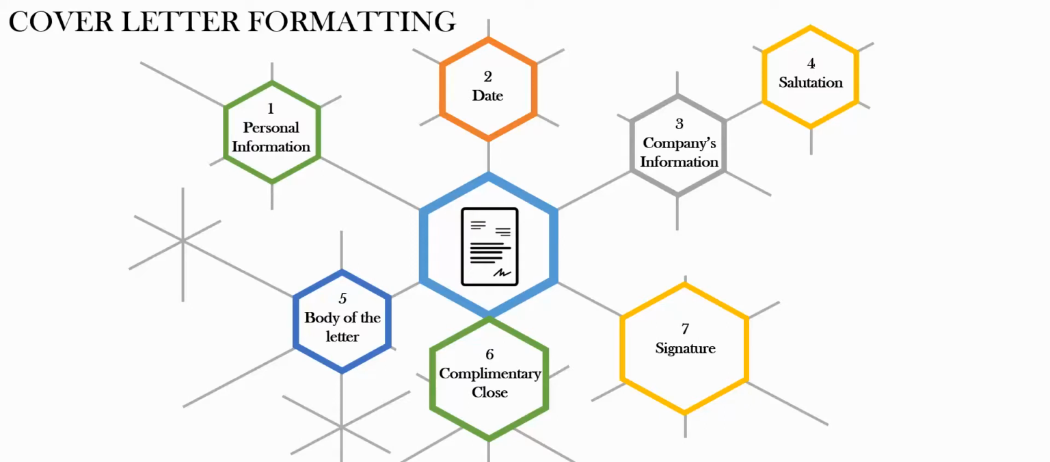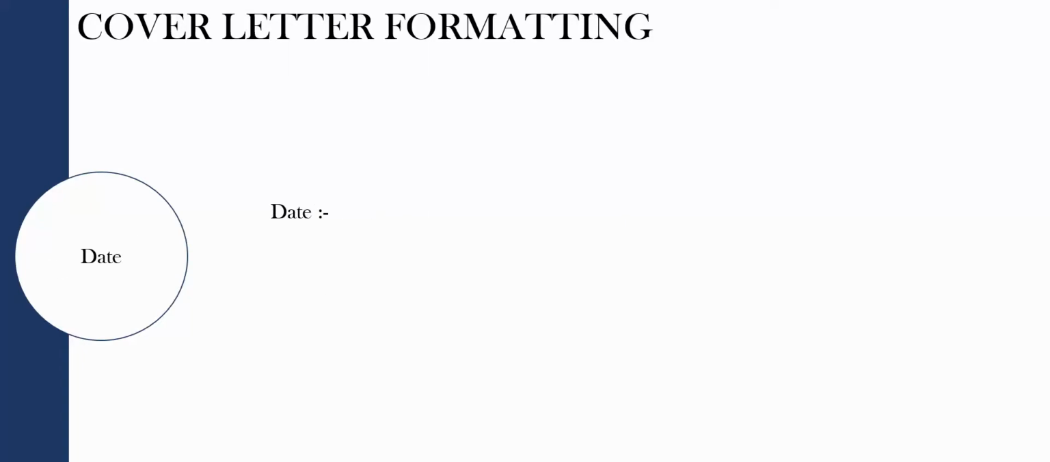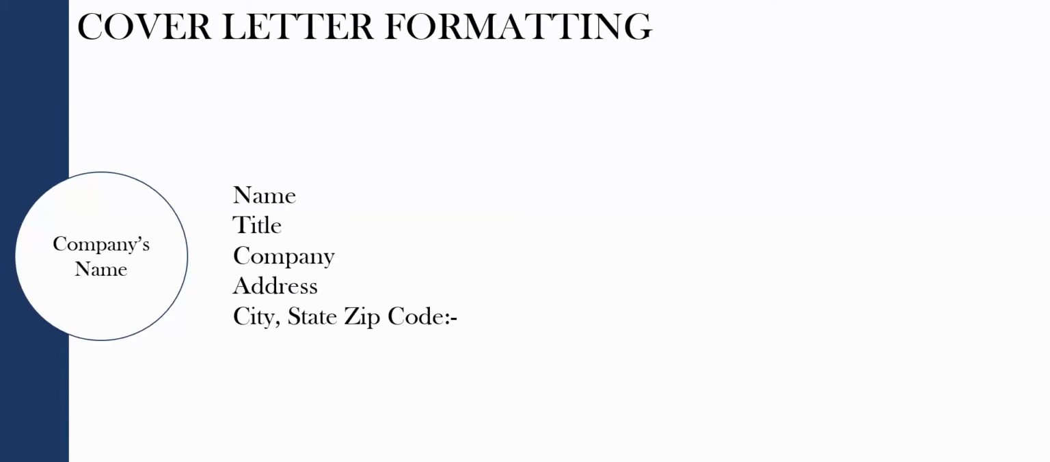Let's get started. The first section is personal information. In personal information, you should include your full name, your address, city, state, your phone number, and your email address. That is the personal information that will come first. Second, you should mention the date when you wrote the cover letter. That is most important. Third, the company's information. You should mention the company's name, the title, and the address of the company, including the city, state, the entire address.